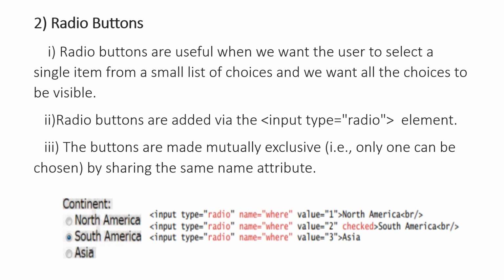The next is radio buttons. Radio buttons are useful when we want the user to select a single item from a small list of choices and we want all the choices to be visible. Radio buttons are added via the input type equals radio element. The buttons are made mutually exclusive, that is, only one can be chosen, by sharing the same name attribute.